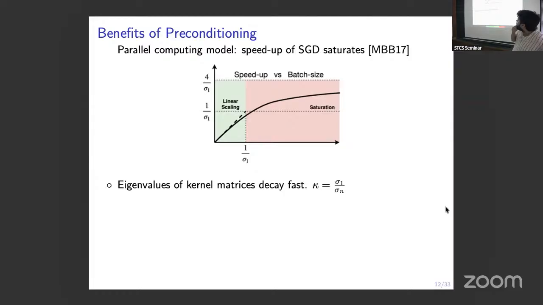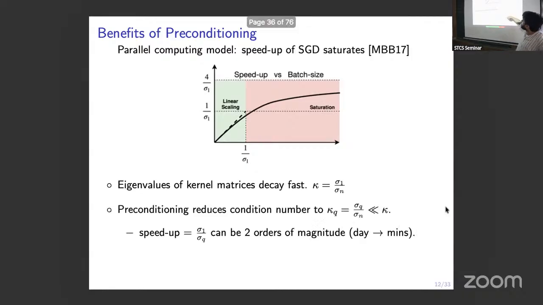Okay, so this is one peculiar property of kernel matrices, that their eigenvalues decay very fast. So if I were to do preconditioning, that reduces my condition number from sigma 1 over sigma n to sigma q over sigma n. I want to eliminate the effect of the top q eigenvectors of the Hessian in some sense, using my spectral preconditioner that I'm going to talk about next. And this speed up, in practice, is very dramatic. It's like 2 orders of magnitude. It goes from taking days for convergence to minutes.